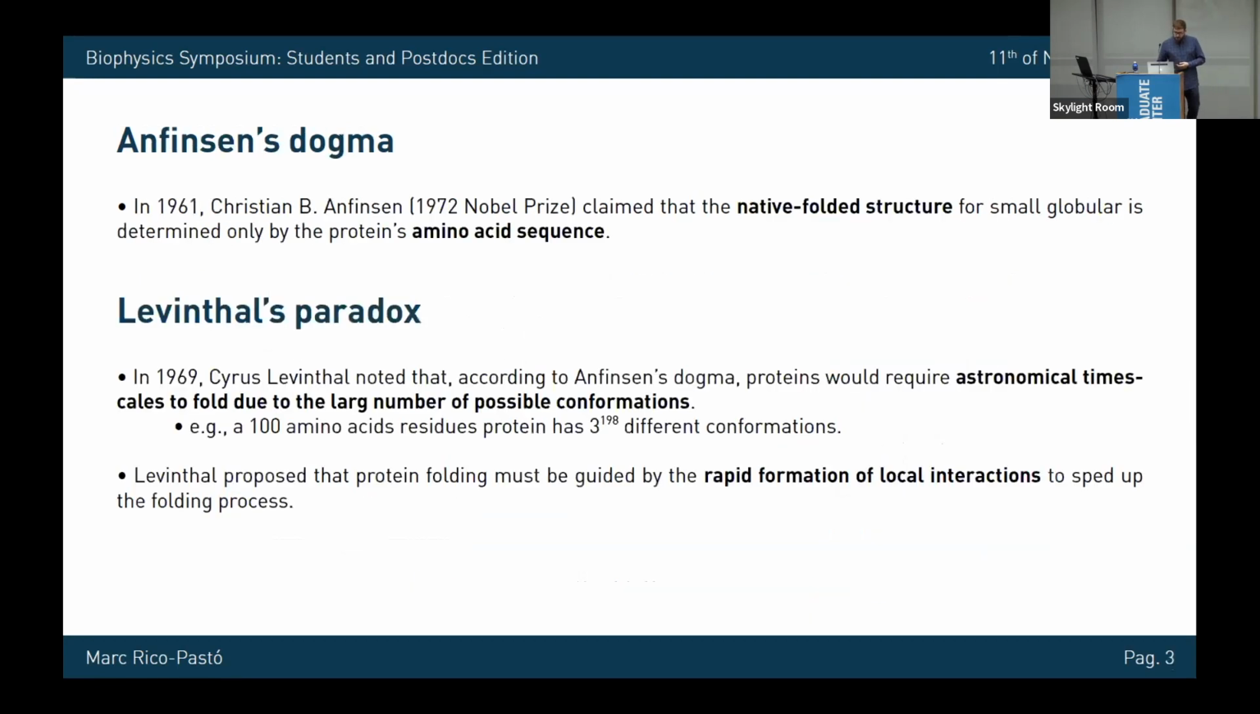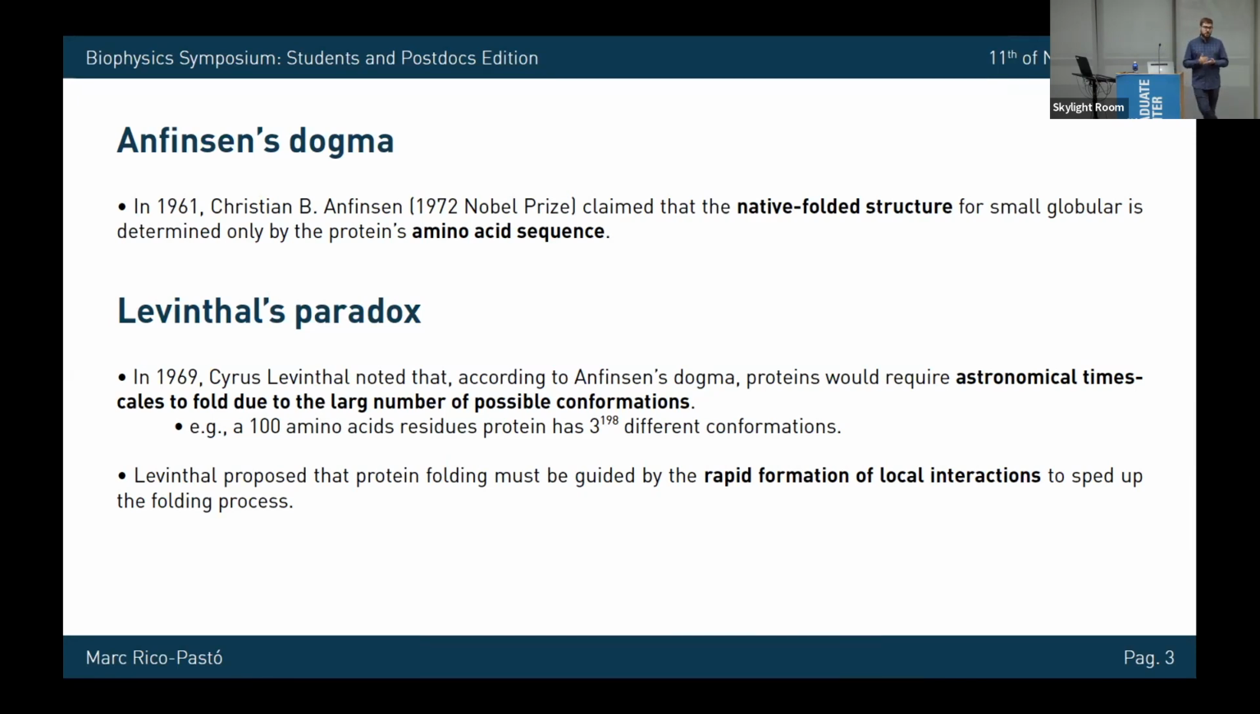The second process that I will discuss is how proteins fold. Since 1961, when Christian Anfinsen claimed that the native structure of small globular proteins depends only on its amino acid sequence, this topic became a hot topic because, as Cyrus Levinthal noted, according to the Anfinsen dogma, proteins would require astronomical timescales to fold due to the large number of possibilities. However, experiments at the moment demonstrated that proteins fold in the second and millisecond timescales.